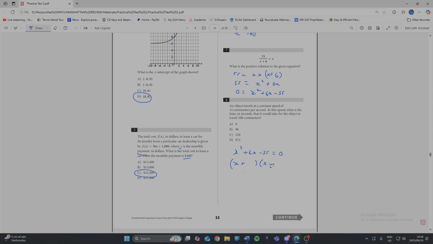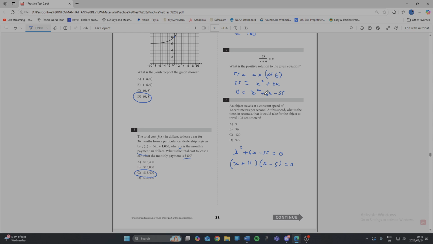In this case, we need the sum of these two to get us to positive 6. So we would choose the positive 11 and the negative 5, right? Because 11 minus 5 would give us 6, and also 11 times negative 5 is equal to negative 55. We set this equal to 0.